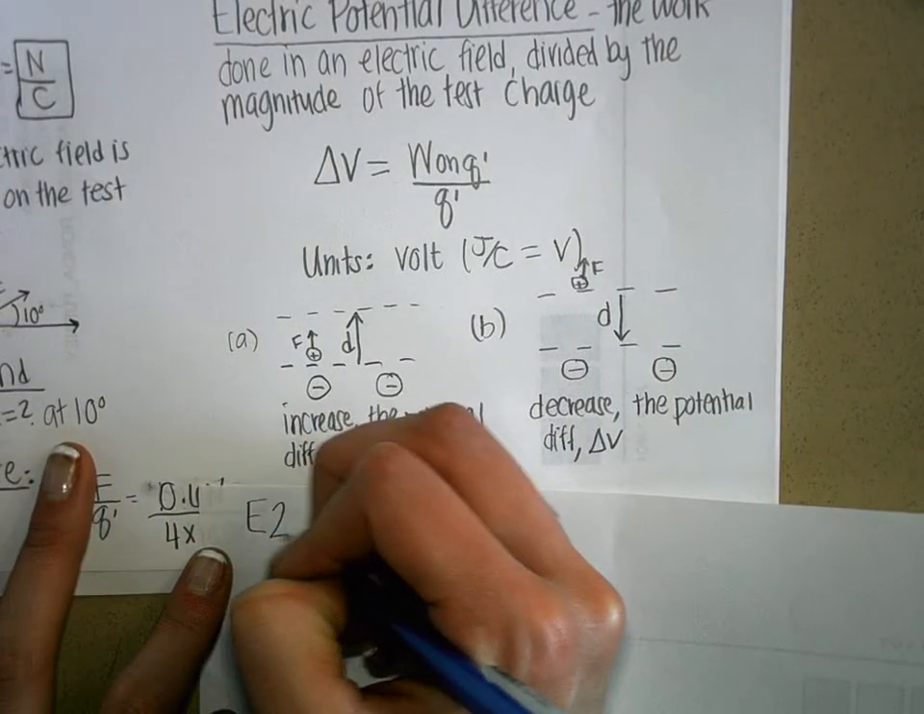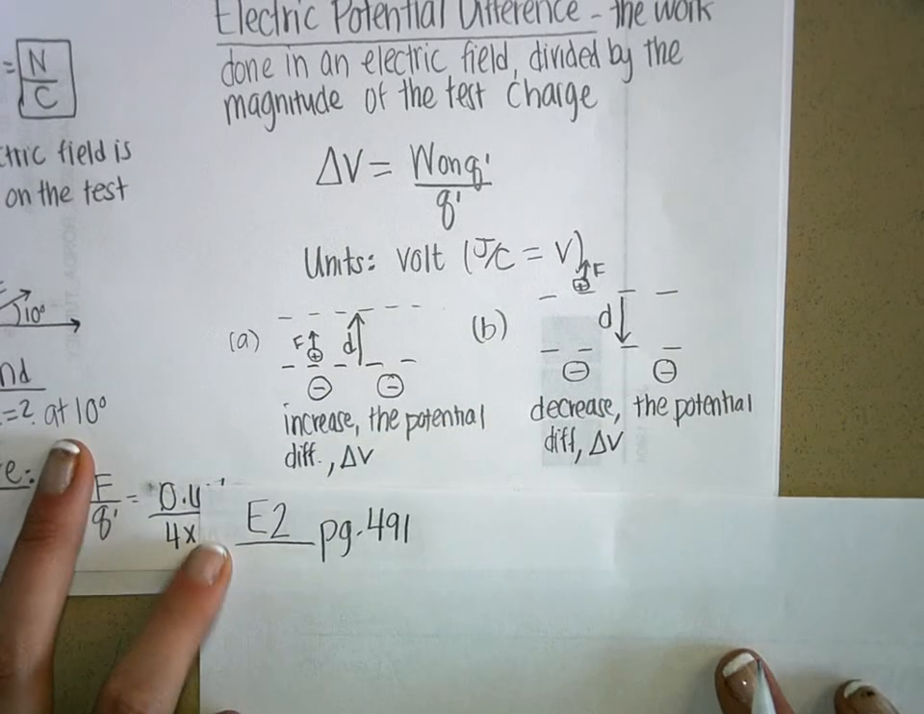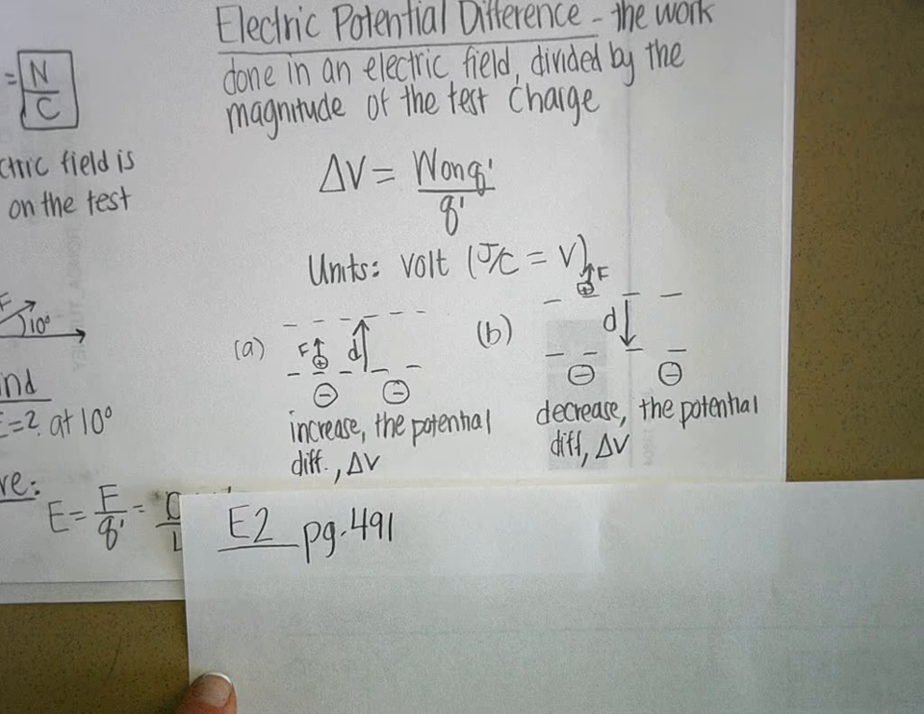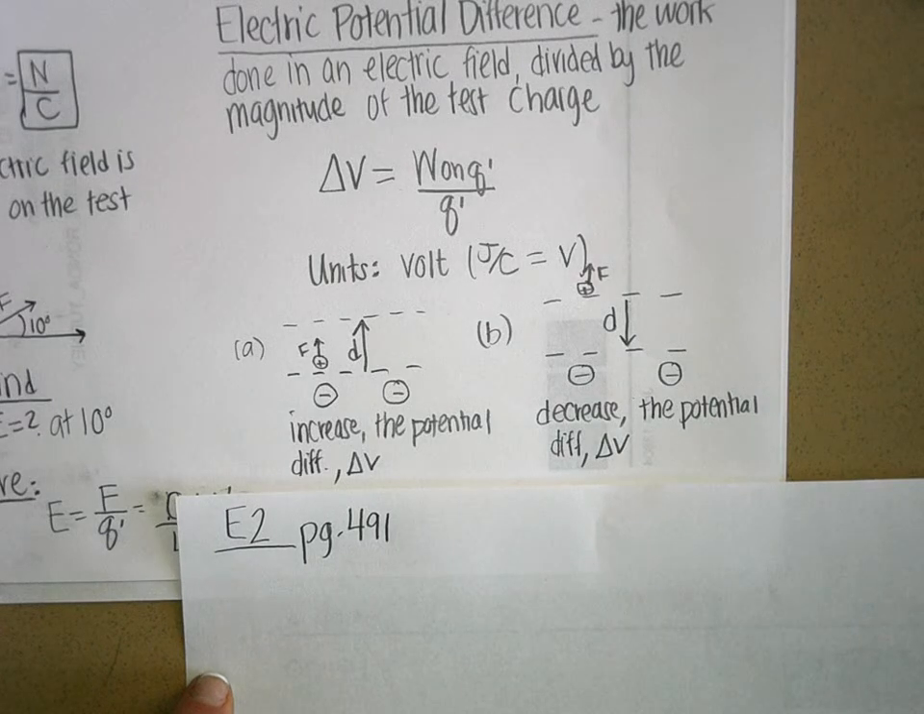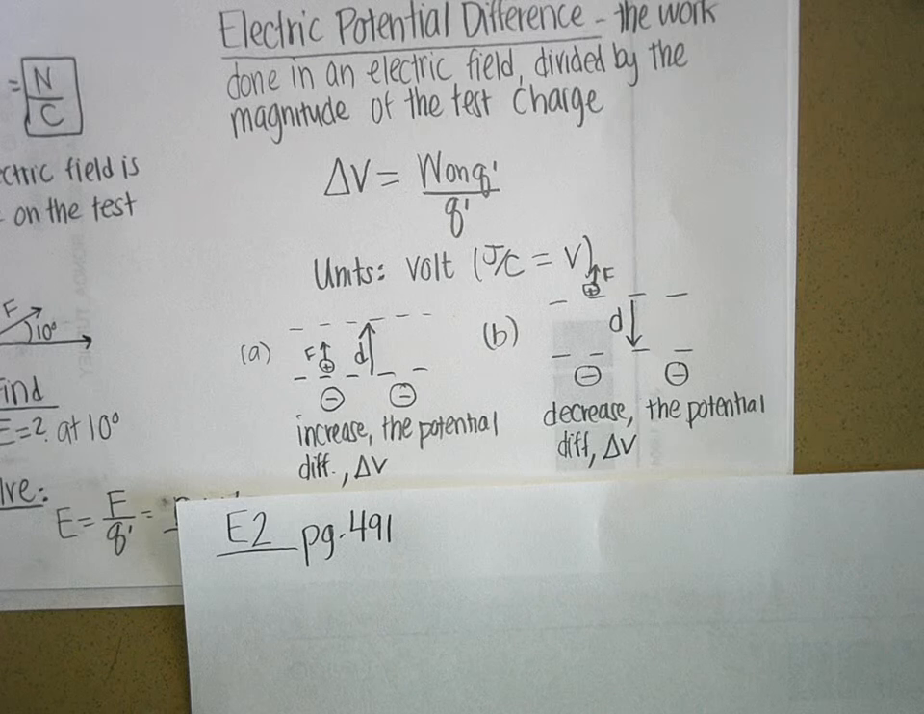This is example 2, page 491. So this problem reads that two parallel plates are given opposite charges. A voltmeter measures the electric potential difference to be 60 volts, and the plates are 3 centimeters apart. What is the magnitude of the electric field between them?